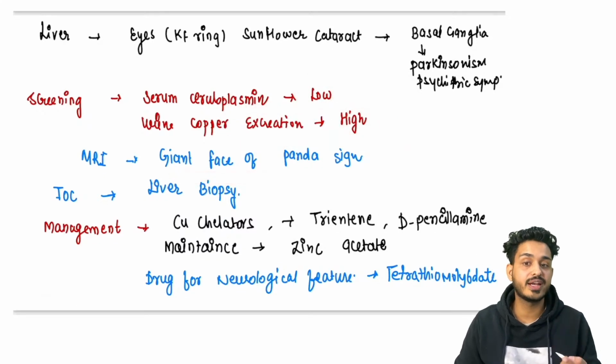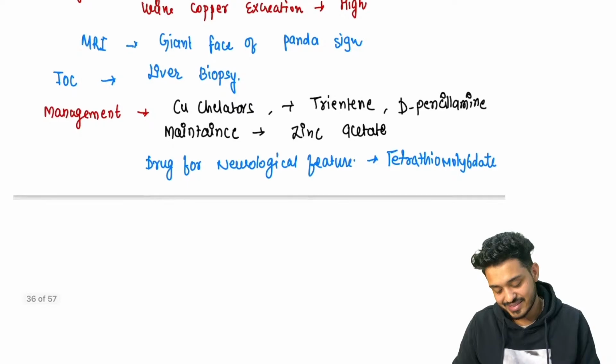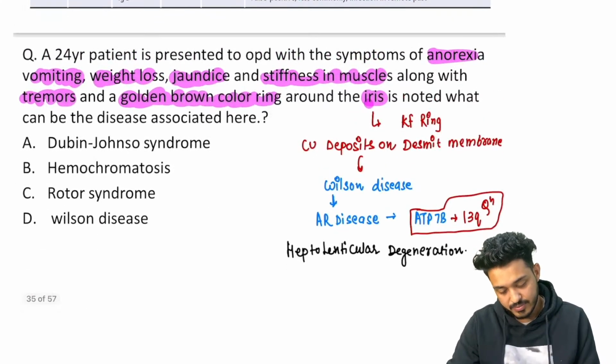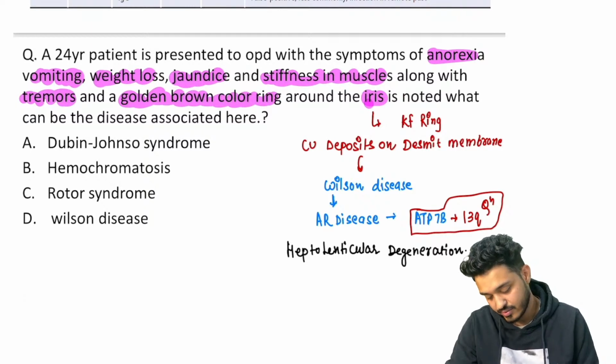That would be your giant face of panda sign. Where do you see the Dawson finger? Try to answer, right? And these are the management that we are having, right? Apart from this particular thing, now we are having what? We are done with this.